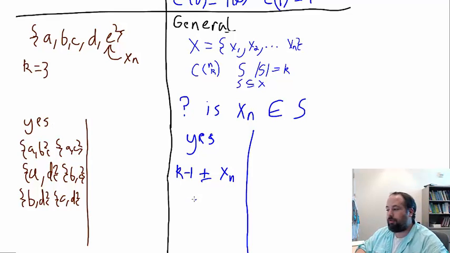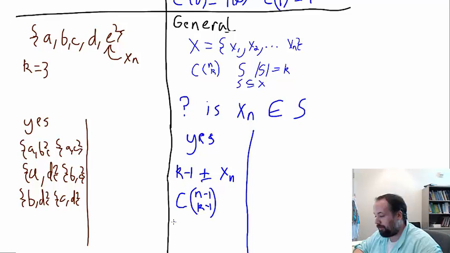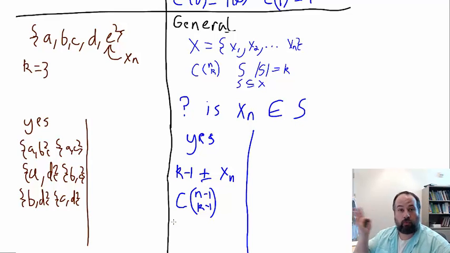So how many are there for that? Well, there are n minus 1 choose k minus 1 possibilities. N minus 1 because we're not counting x sub n. That's not part of the ones that we're choosing because we're looking at all the ones that don't contain it, and assuming we will add it at the end. And then k minus 1 because all of these sets must be of size 1 less than k. In our concrete example, that's going to be 2.